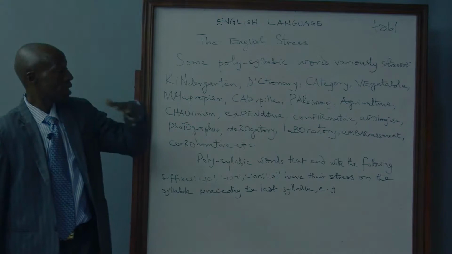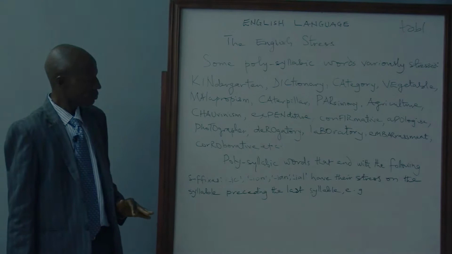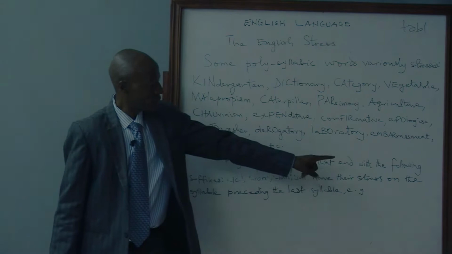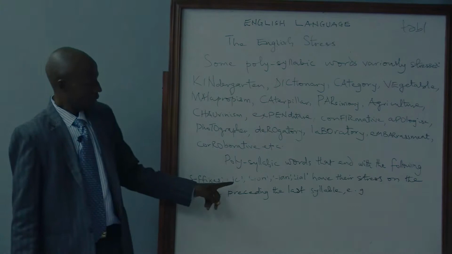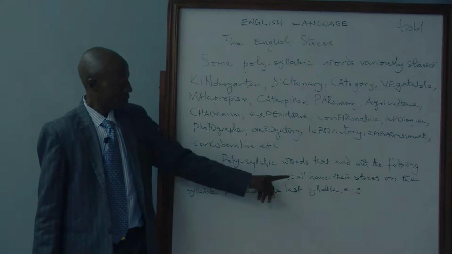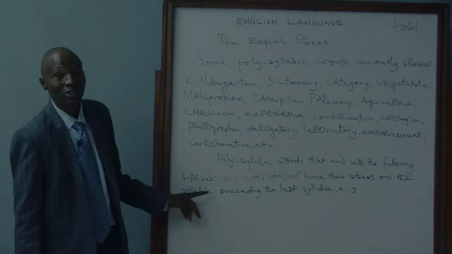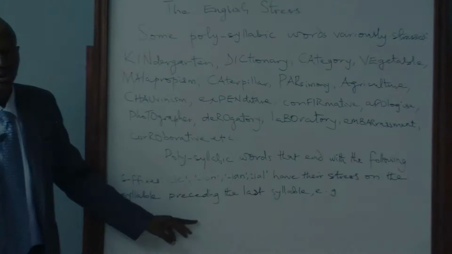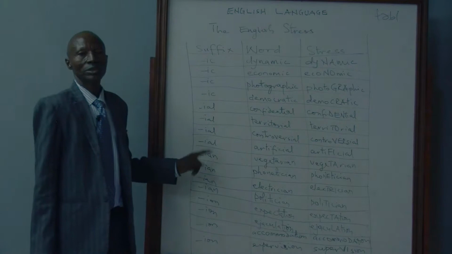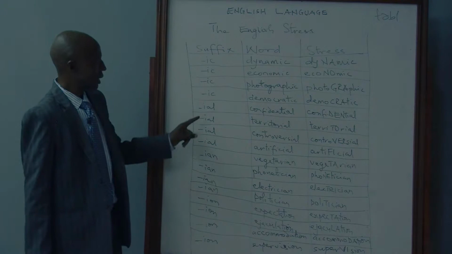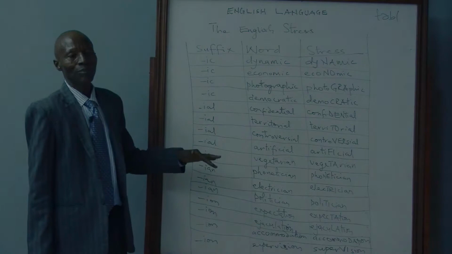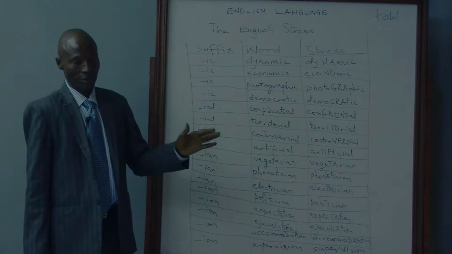But we want to go to the specific now. Specifics: polysyllabic words that end with the following suffixes. You remember your suffixes? IC, ION, IAN, and IAL have their stress on the syllable preceding the last syllable. That's the syllable that comes before the last syllable. Most polysyllabic words that end with IC, IAL, IAN, ION have their primary stress on the syllable that precedes the last syllable. And we have examples here.